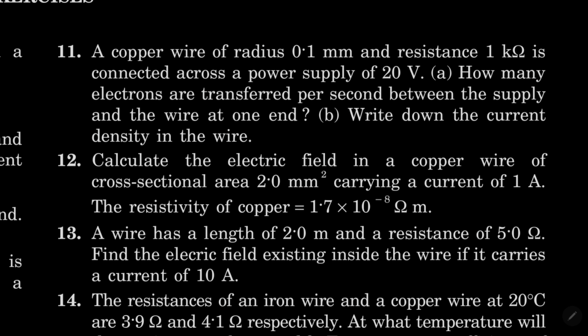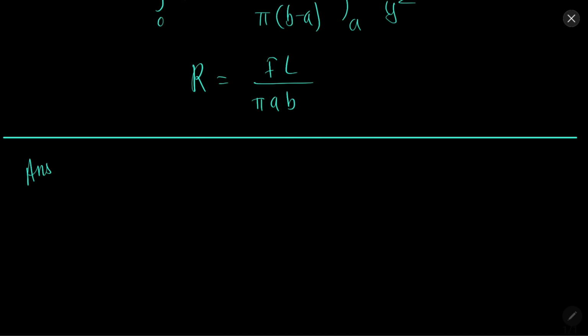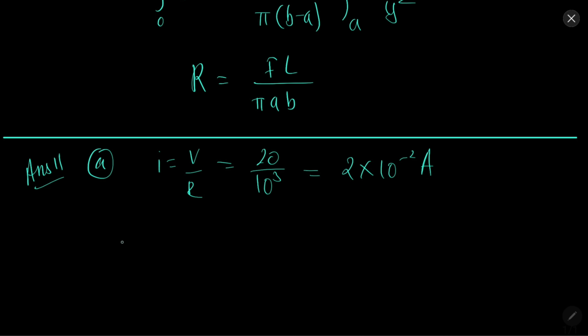In 11, how many electrons are transferred per second, and write down the current density. Solution 11. So A part, current is V by R, 20 over 10³, 2 × 10⁻² ampere. Q will be It, 2 × 10⁻² × 1, which will be 2 × 10⁻² coulomb.